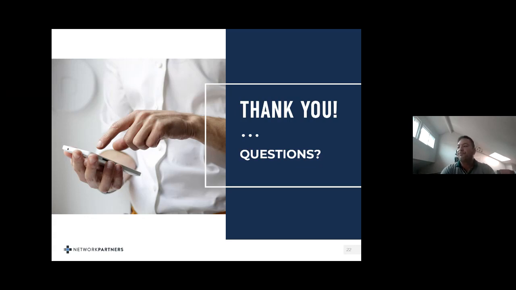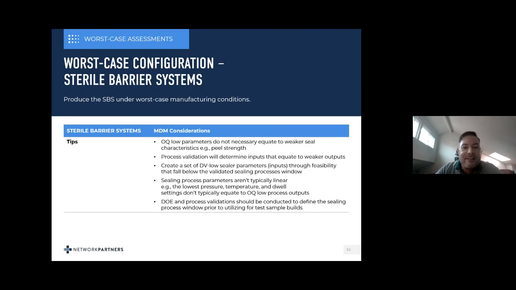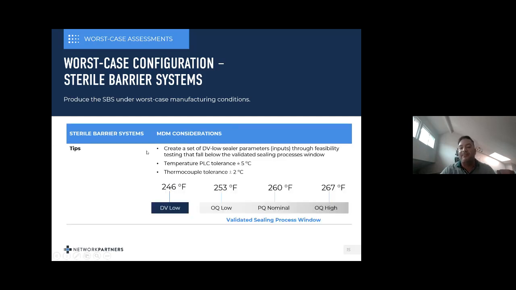All right. On slide 14, what does DV stand for? Oh, you're on mute. Sorry. Okay, so I just want to use a set of parameters that I'm just calling design verification parameters as my DV low, as you can see here. So that's all I named it. That's what that means.